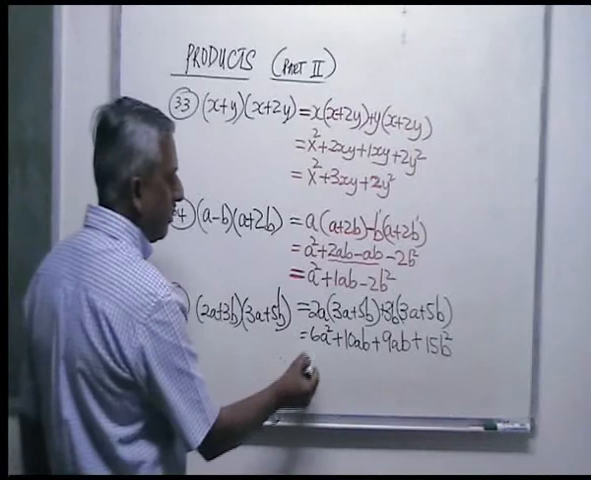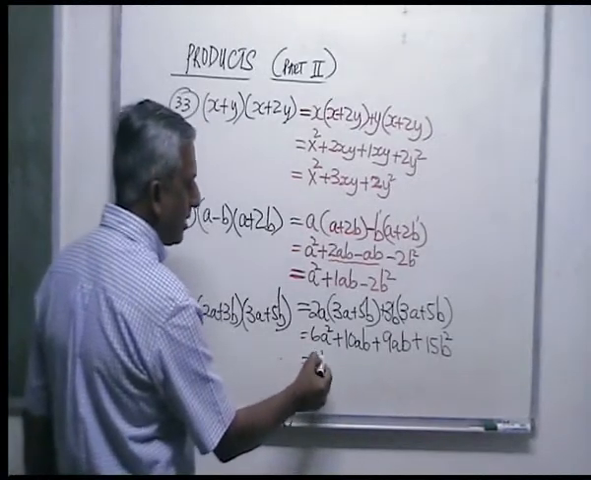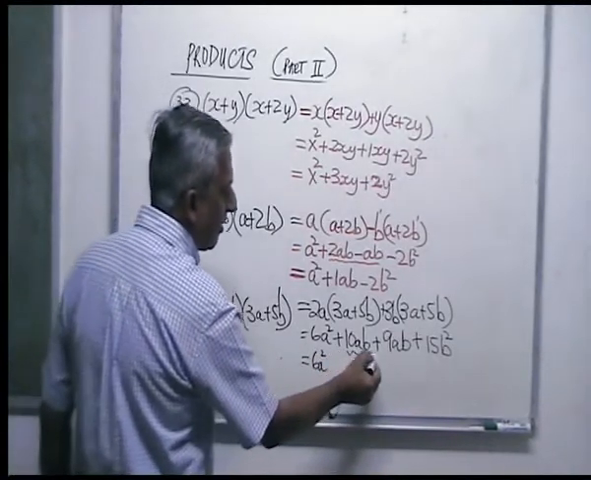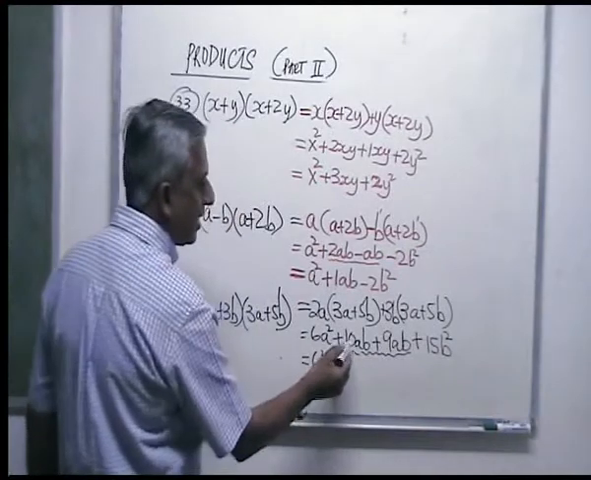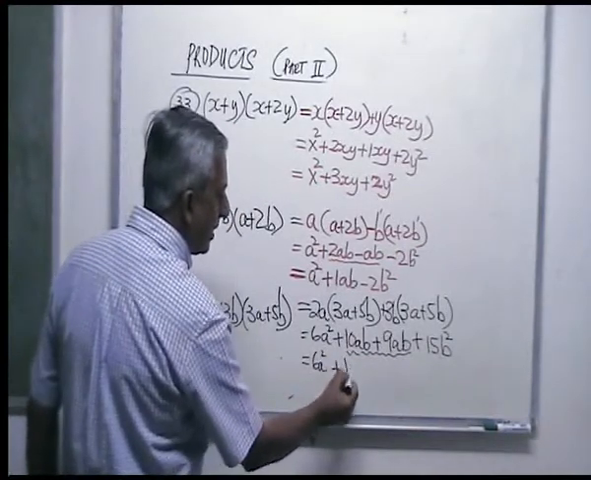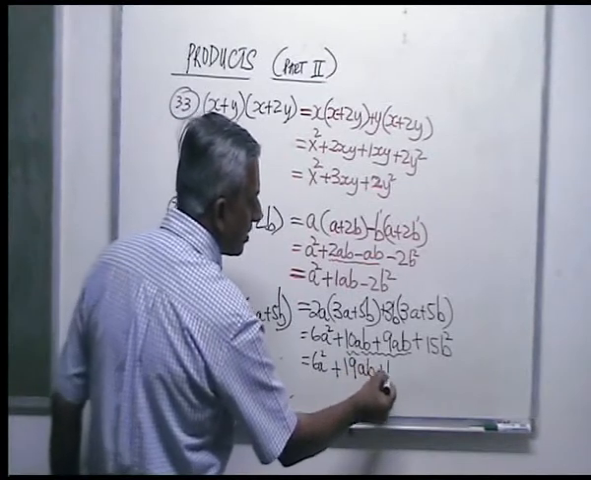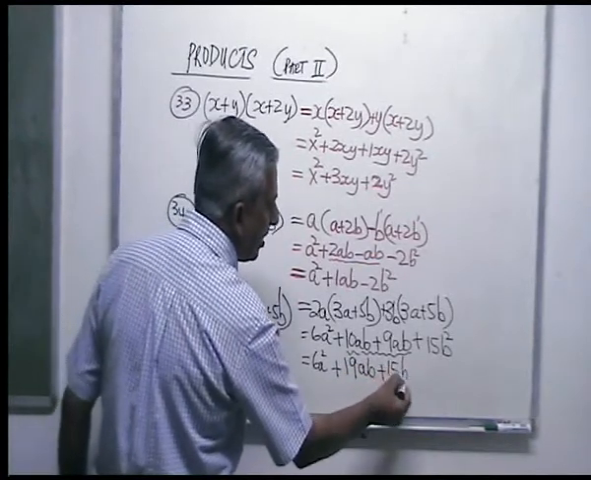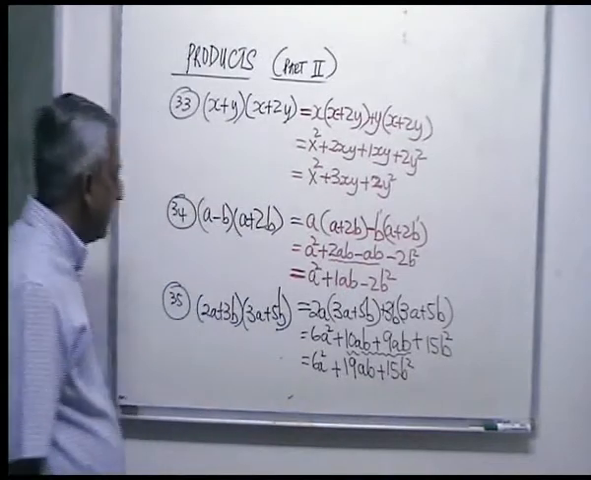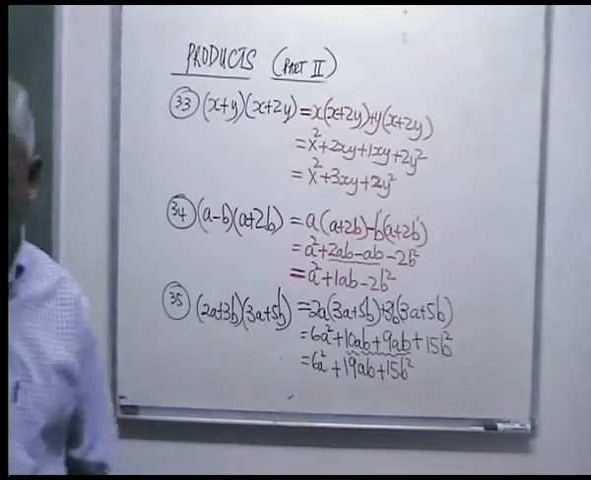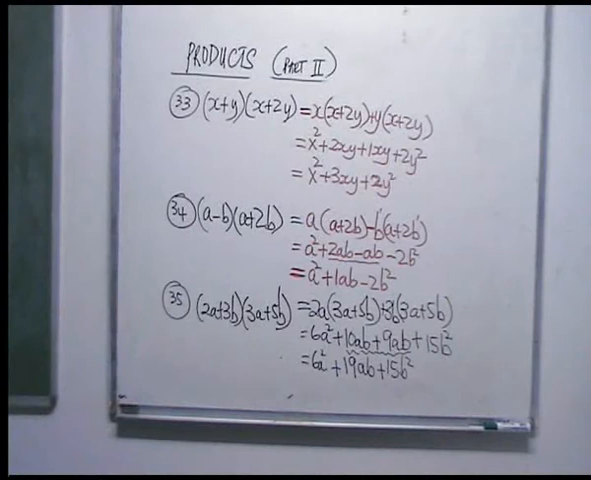And then bring down the 6a squared, and here you have like terms. 10 plus 9 will give you 19ab, plus bring down the 15b squared. Alright, so that's your answers for number 33, 34 and 35.